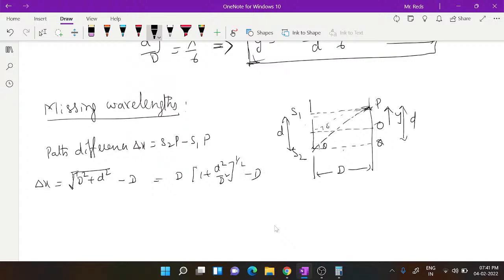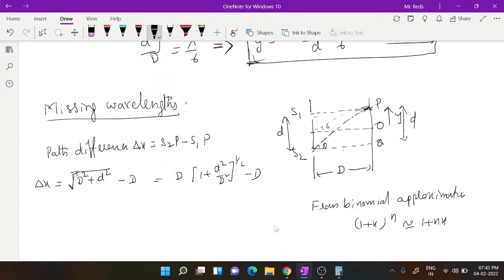So by using the binomial approximation, what is this binomial approximation? We can say (1 plus x) power n is approximately 1 plus nx. And (1 minus x) power n is approximately 1 minus nx. Like that, you have to understand.